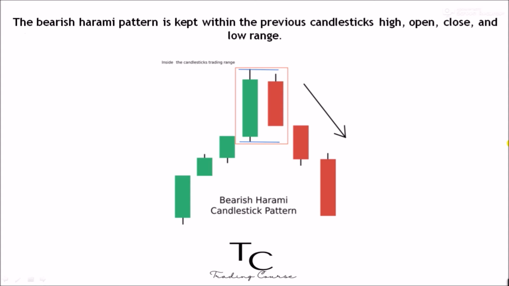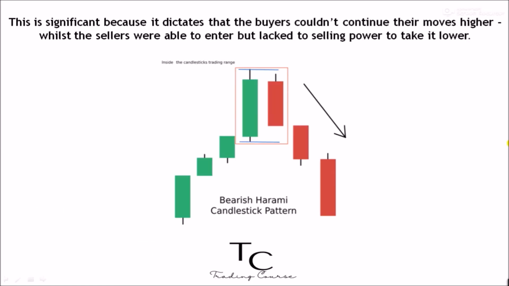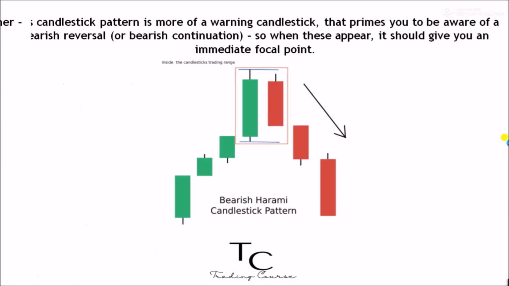The bearish Harami pattern is kept within the previous candlestick's high, open, close, and low range. This is significant because it dictates that the buyers couldn't continue their moves higher, whilst the sellers were able to enter but lacked the selling power to take it lower.